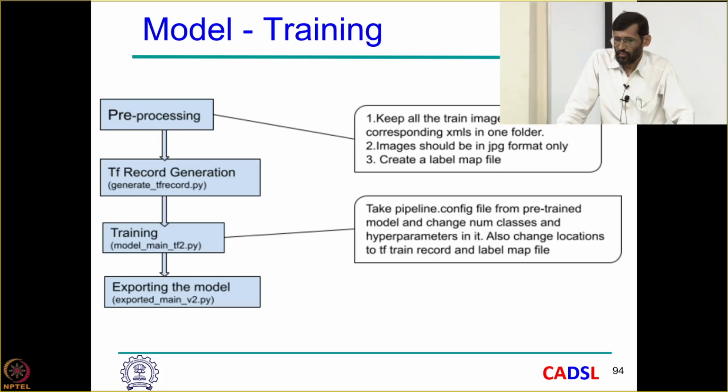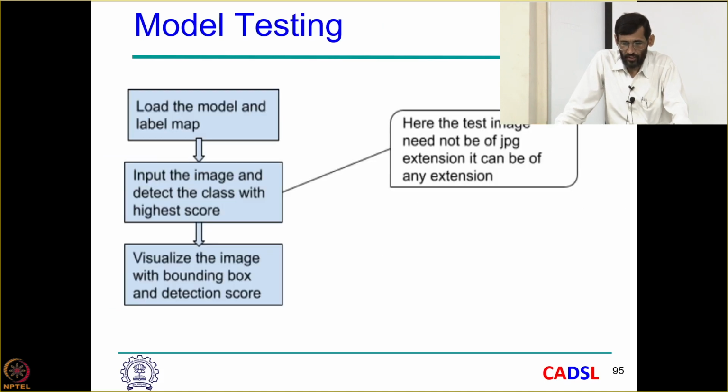We keep the training images and the corresponding XMLs, and the images should only be in JPG format. We created the label file, then used it to generate the record, did the training, and then exported these models.